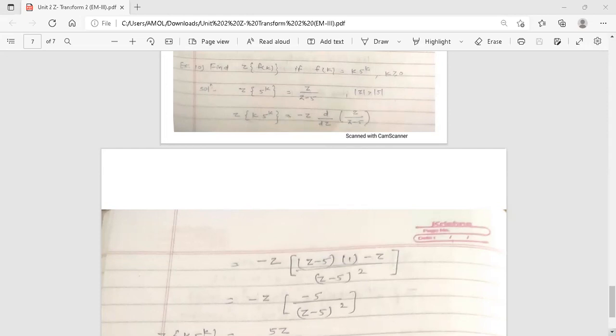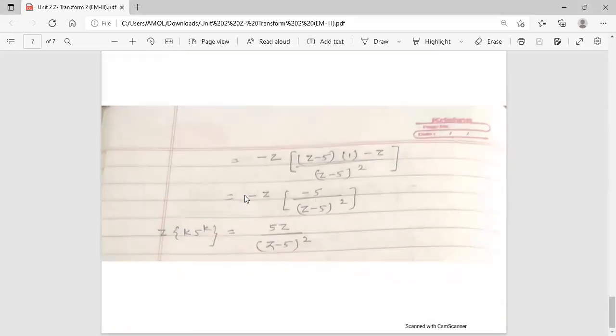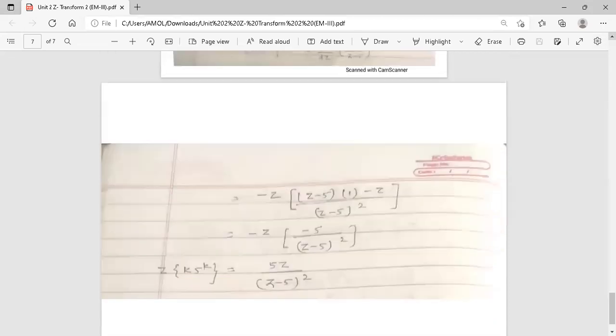Now simplify: minus z as it is, bracket of z minus 5 minus z. It is minus 5 upon z minus 5 whole square. So minus minus plus. So this is 5z upon z minus 5 whole square. So z transform of k into 5 raised to k is equal to 5z upon z minus 5 whole square. This is the example of multiplication by k property.